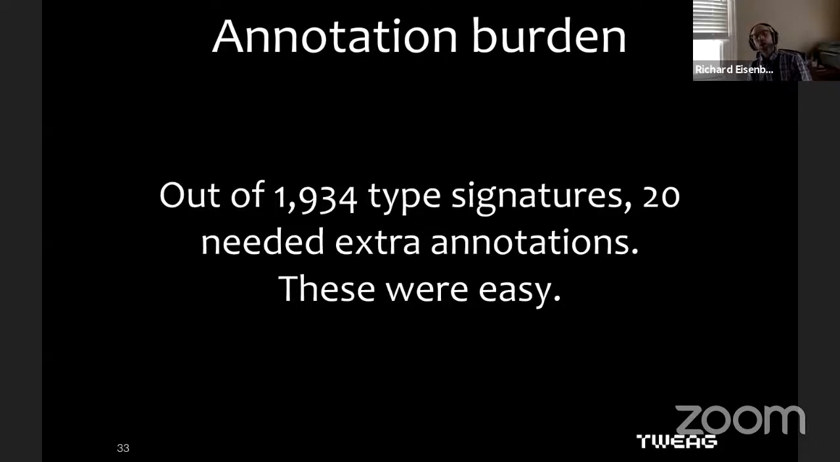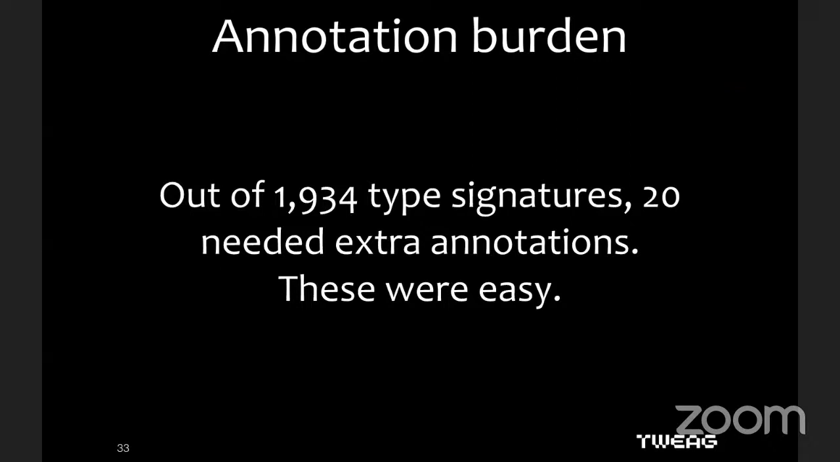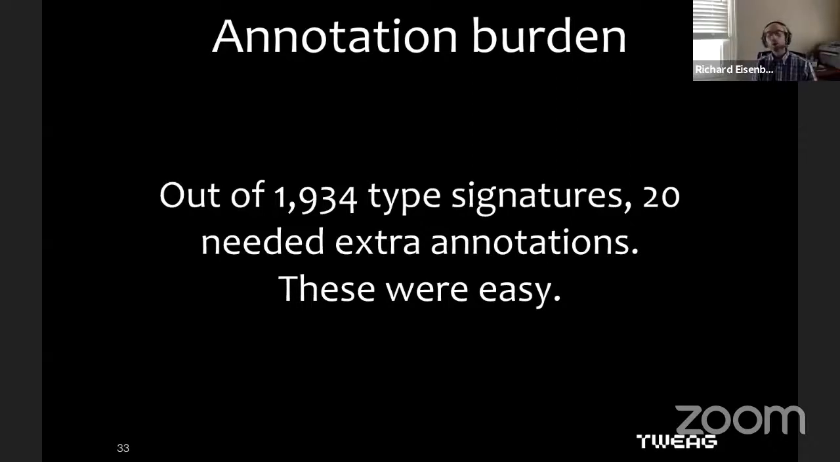So in our test suite here, we had almost 2,000 function definitions. In all of those definitions, only 20 needed extra annotations. The rest just sailed through. And each time, the error was just, oh, you need to add this extra constraint. So you add the extra constraint and go on. But it gives you a chance to pause and wonder, why do we need this extra constraint? Maybe there's a better way.